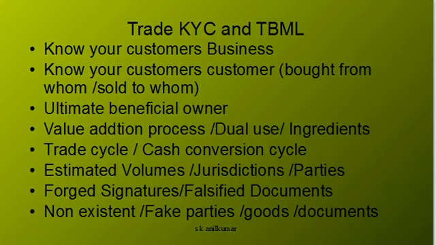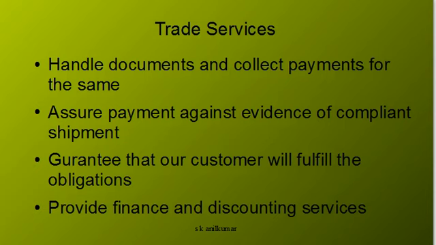Estimated volumes, jurisdictions and parties help to understand whether there are possibilities of phantom shipments, phantom invoices, phantom documents, phantom goods or non-existent parties. Forged signatures and falsified documents are risks which need to be kept in mind while dealing with a customer having an international trade routed through a bank. And then comes the risk of non-existent or fake parties, goods or documents, which may lead to the bank getting cheated.